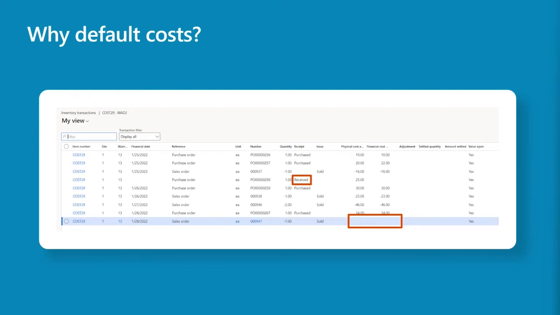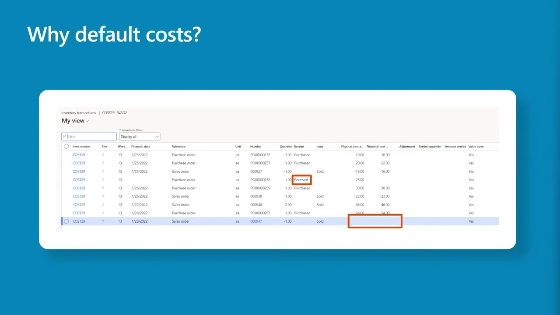When we close the period, once we're able to settle the financially updated issues and receipts, the system will then adjust the price appropriately if the cost model is periodic. But we still want to avoid posting $0 transactions during the period under generally accepted accounting practices. The way we do this is by using a default cost.